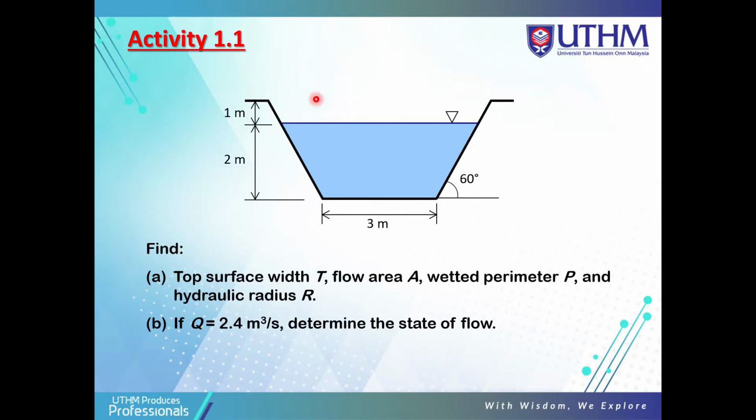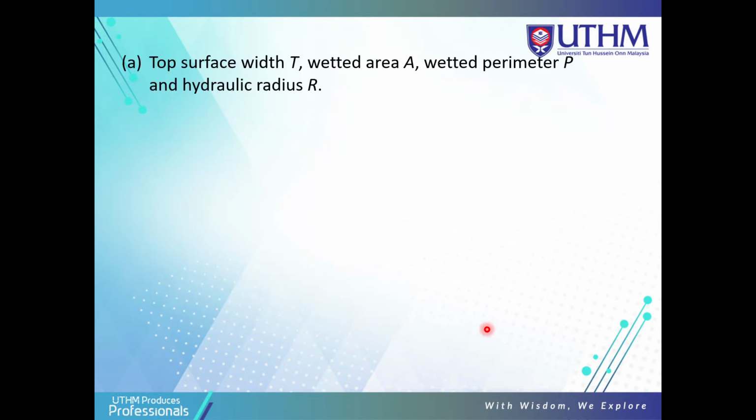Now activity 1.1. We have a channel, and the questions ask you to find the top surface width T, and find the flow area of this channel, the wetted perimeter P, and the hydraulic radius R of this channel. If Q is given as 2.4 cubic meters per second, determine the state of flow. For the state of flow, we will use the previous slide. So we first find the T, the area, the wetted perimeter, and the hydraulic radius.